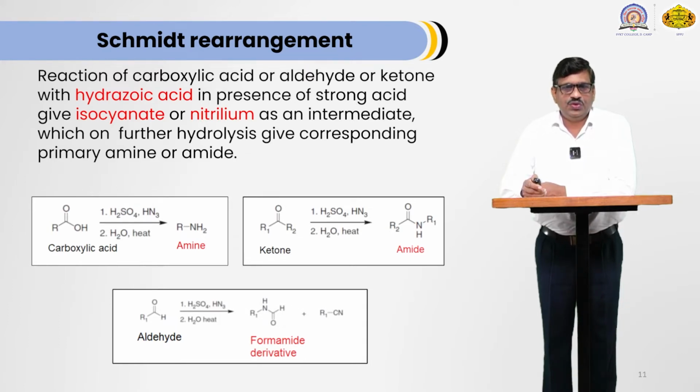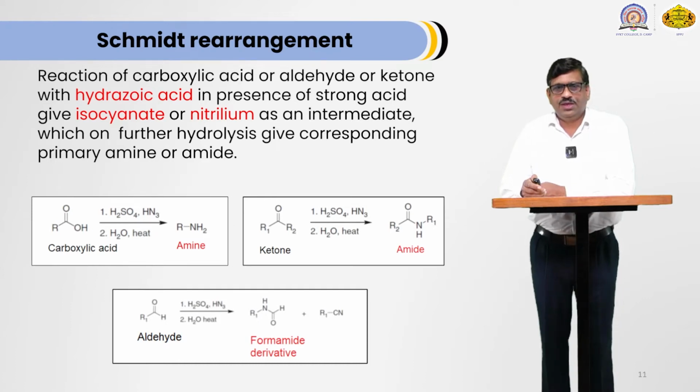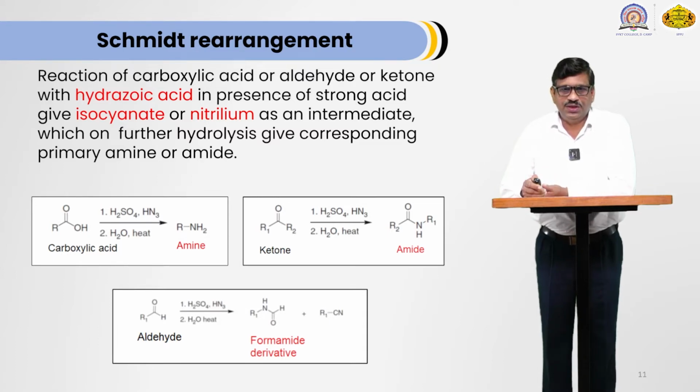In this reaction, it is shown that carboxylic acid, when treated with HN3, that is hydrazoic acid, in presence of sulfuric acid, forms isocyanate, and when hydrolysis of that isocyanate takes place, there is formation of amine as a product. If ketone is the starting material, in that case you will get amide as the product, and if aldehyde is the starting compound, then a formamide derivative is obtained as a product.